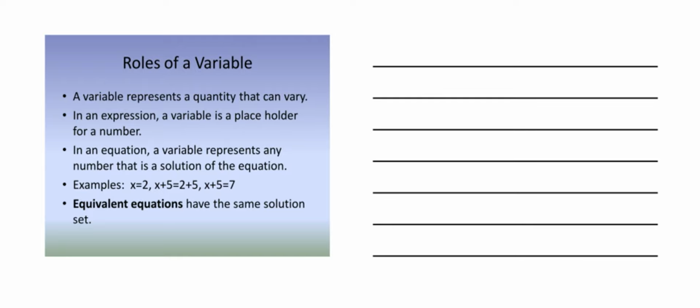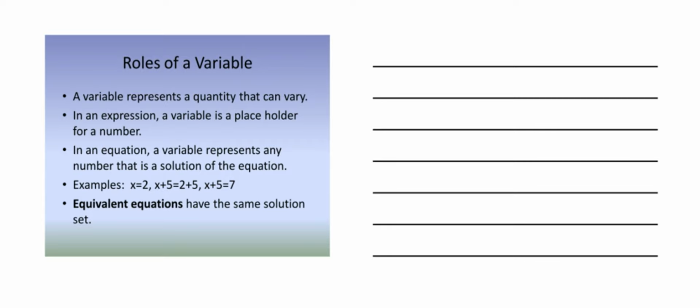Roles of variables. A variable represents a quantity that can vary. In an expression, a variable is a placeholder for a number. In an equation, a variable represents any number that is a solution of the equation. Example: x equals 2, and let's replace it in our expression for x plus 5.